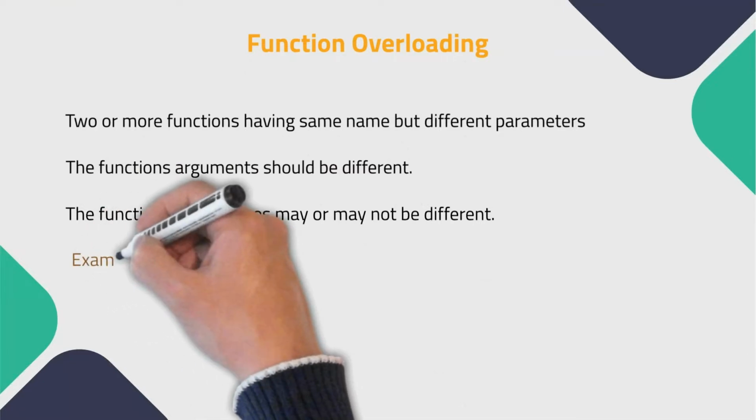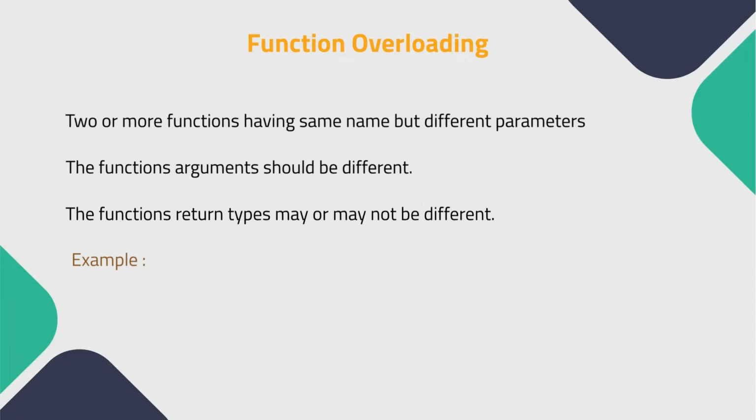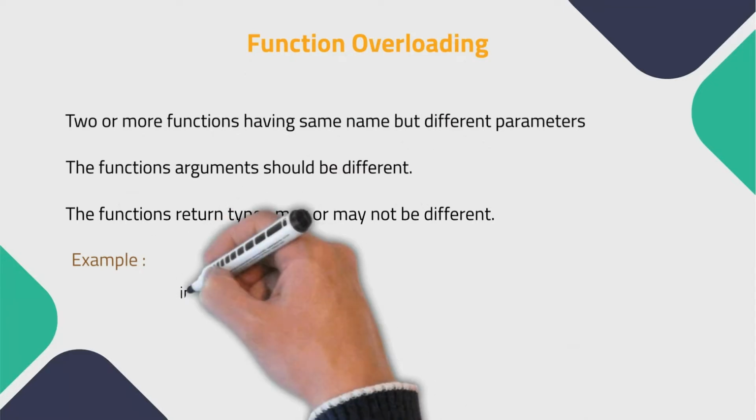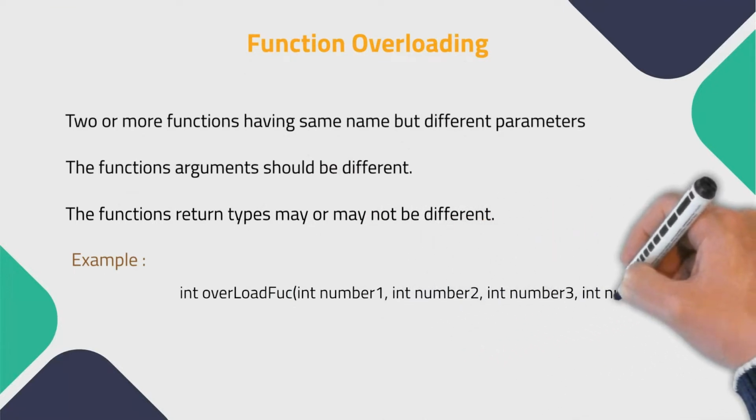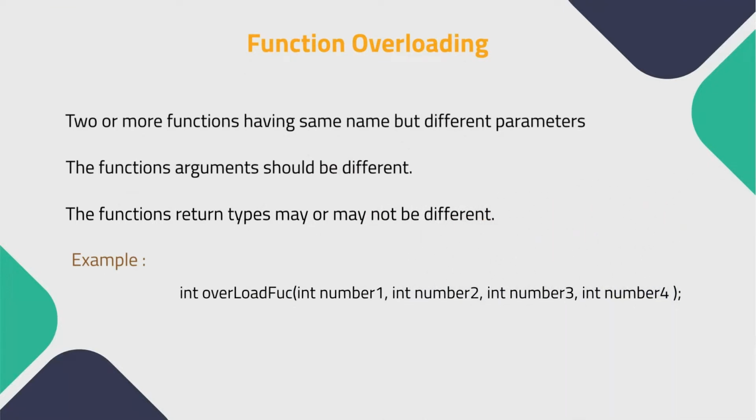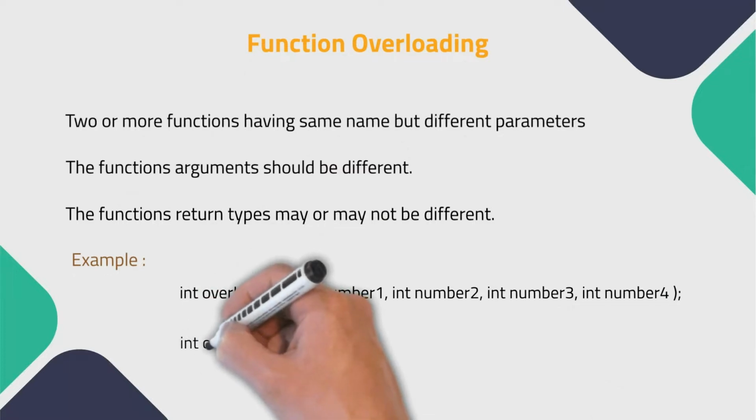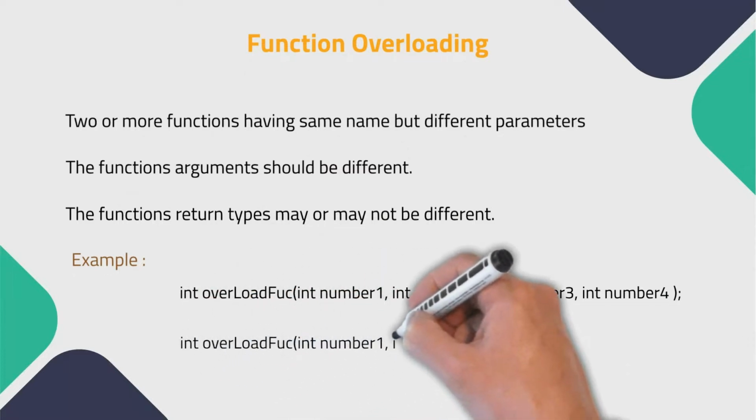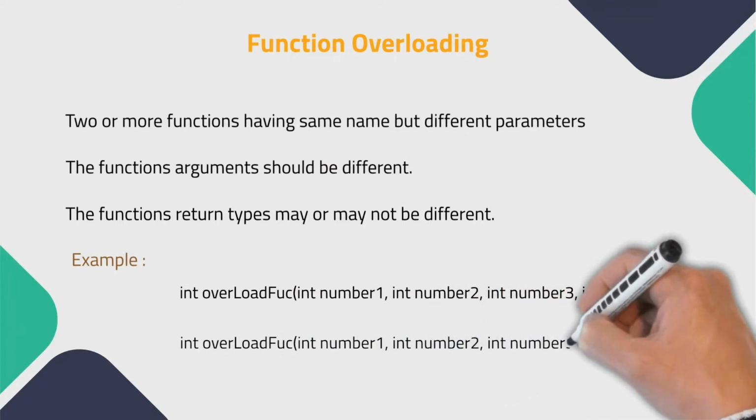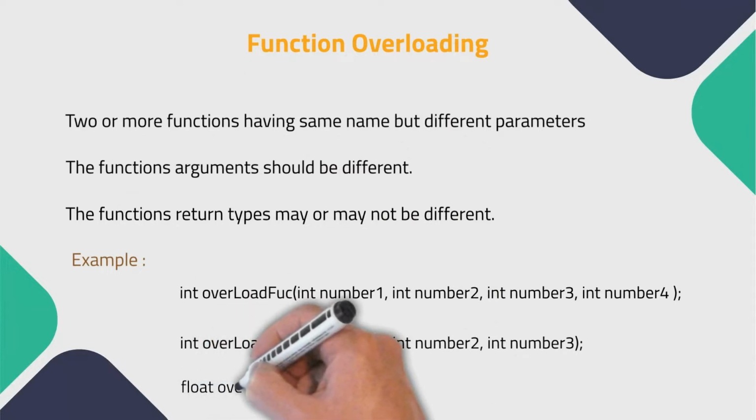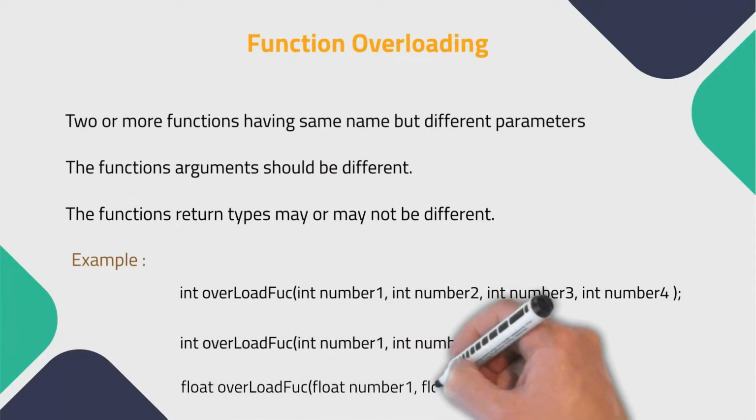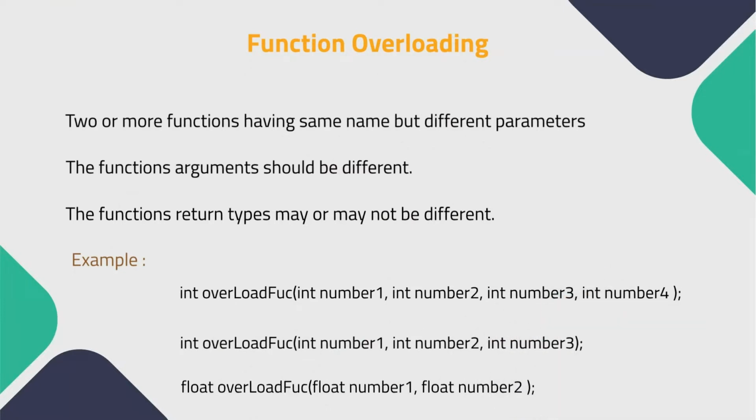Example of function overloading. The first overload function has a return type of int with 4 parameters. The second function with the same name has a return type of int with 3 parameters. The third function with the same name has a return type of float with 2 parameters. Let's test the function overloading using a program.